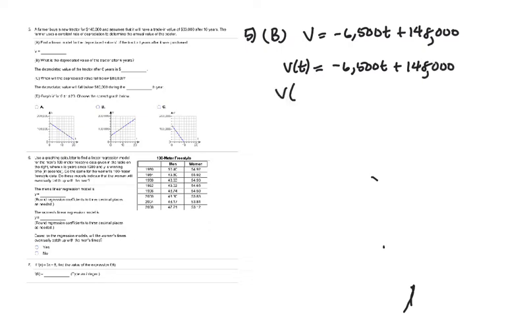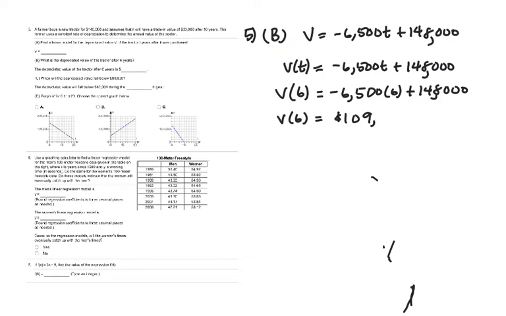Okay. And so the value after 6 years means we're evaluating the value function, replacing time with 6 years. Okay, so we'll replace our only T with 6. So we have a negative 6,500 times 6 plus 148,000. And so here, negative 6,500 times 6 plus 148,000 is equal to 109,000. So our value after 6 years is 109,000. Okay, so that's part B.